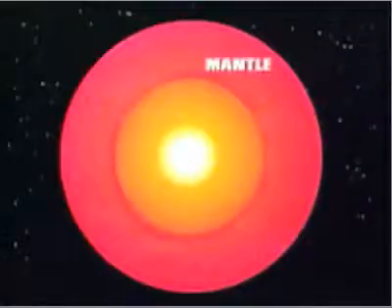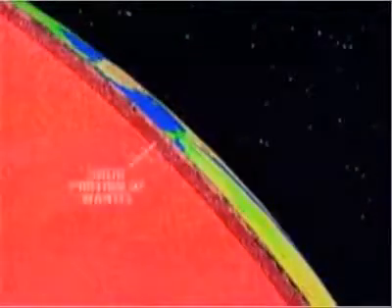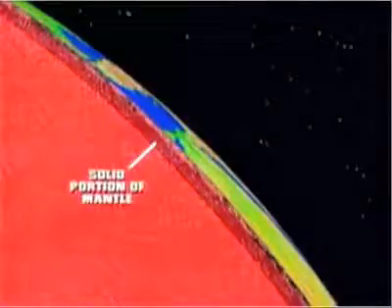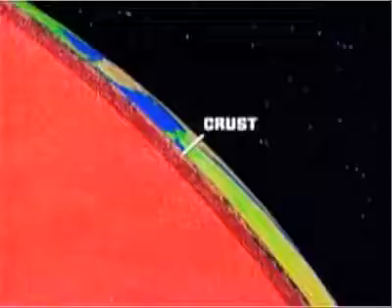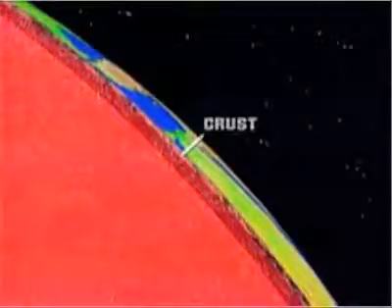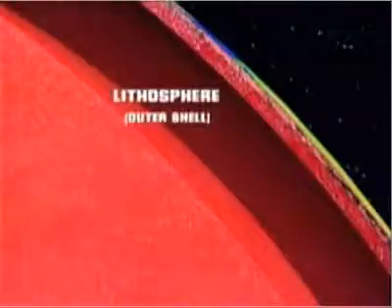The mantle, which is not as hot as the outer core and not as liquid. The mantle's outermost portion is solid. This is the solid outer portion of the mantle. Above this is the outermost layer of the Earth, the crust. Together, the crust and solid outer portion of the mantle form the Earth's outer shell. They are referred to as the lithosphere.